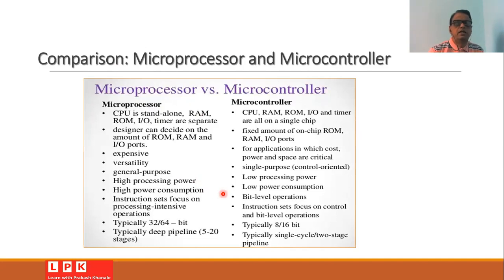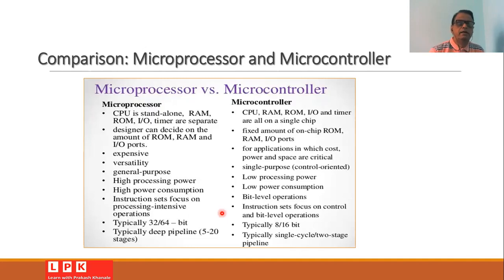The instruction set is more intensive for the microprocessor, while the instruction set for the microcontroller will focus on the type of application for which it is being designed. Microprocessors nowadays are available in 32-bit or 64-bit, but typically the microcontrollers available are either 8-bit or 16-bit only.